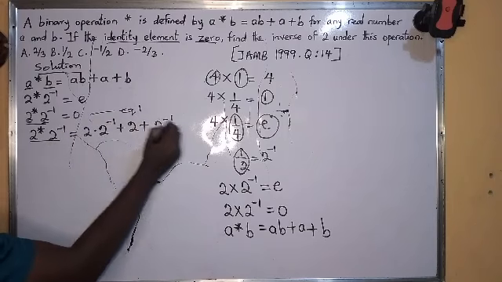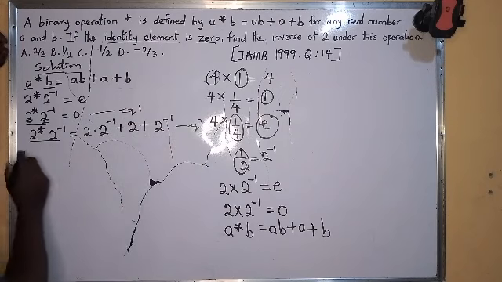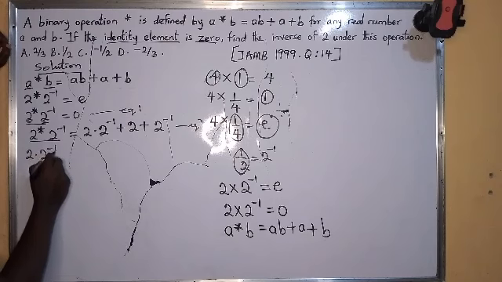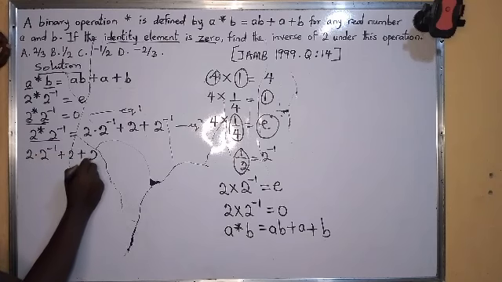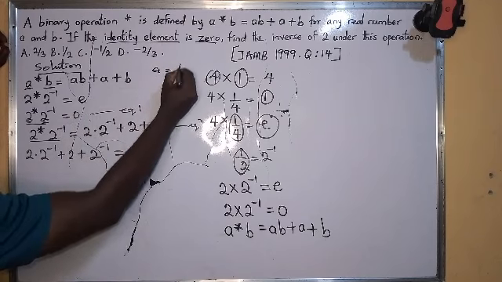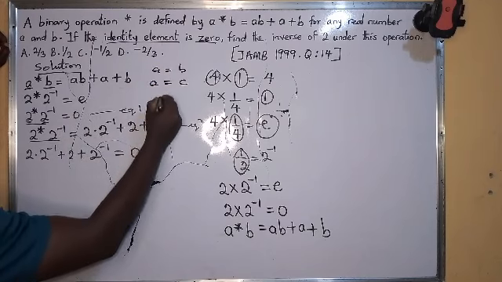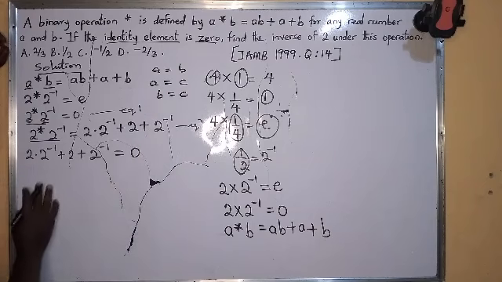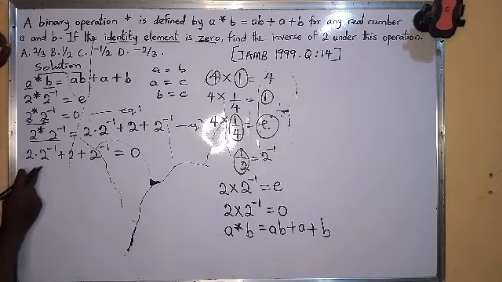Let's call this equation 1 and equation 2. Then we have 2 times 2 raised to power minus 1 plus 2 plus 2 raised to power minus 1 equal to 0. If A is equal to B and A is equal to C, then B is equal to C. Let's take 2 raised to power minus 1 as x. This will be 2x plus 2 plus x, so 2x plus x gives us 3x.